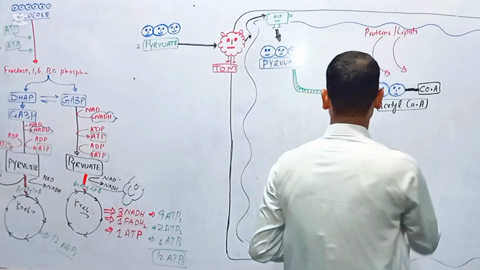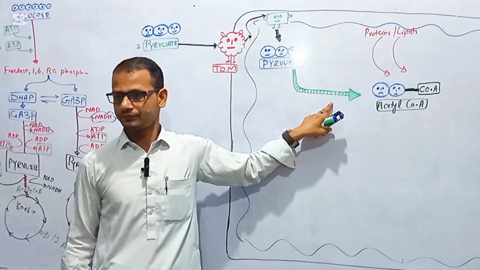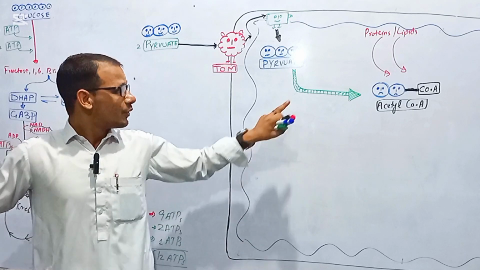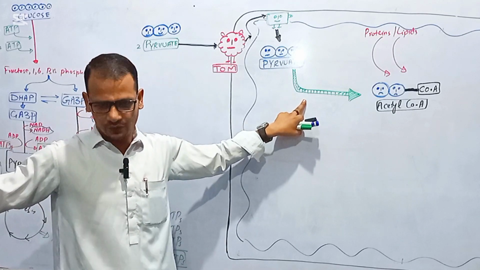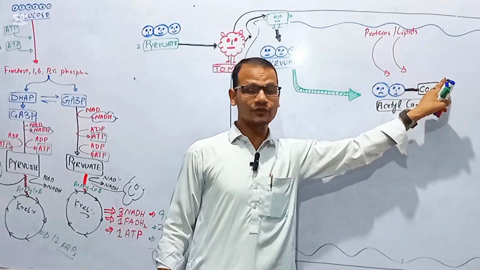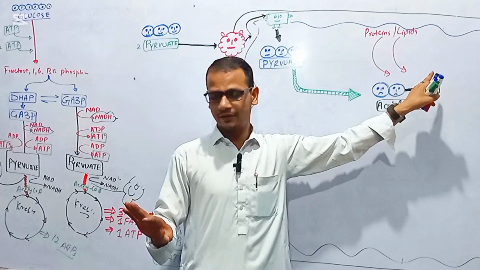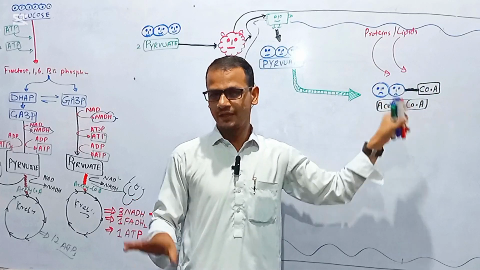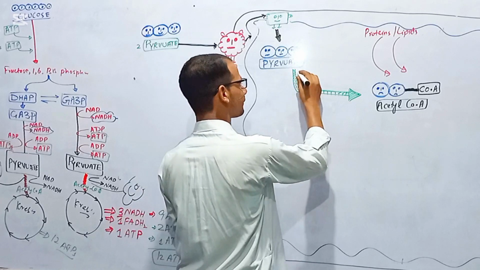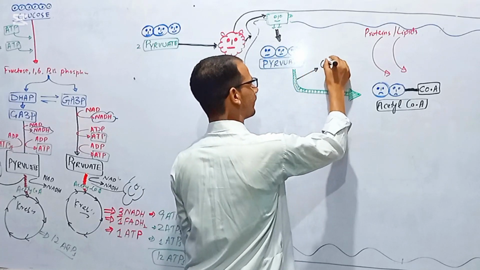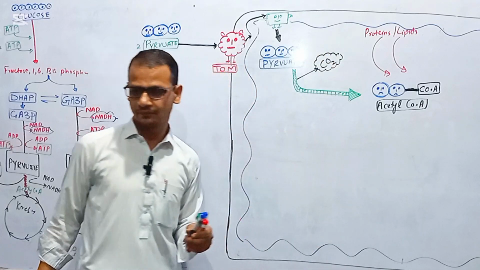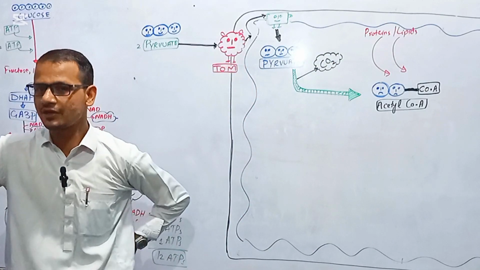So here, this step. Why? We are focusing on this step which is very regulatory. 3 types of reactions are taking place with this, or 3 types of tragedies this molecule will face. The first tragedy is it will lose 1 carbon dioxide. It will lose 1 carbon. This is the first tragedy, and this reaction is called decarboxylation reaction.